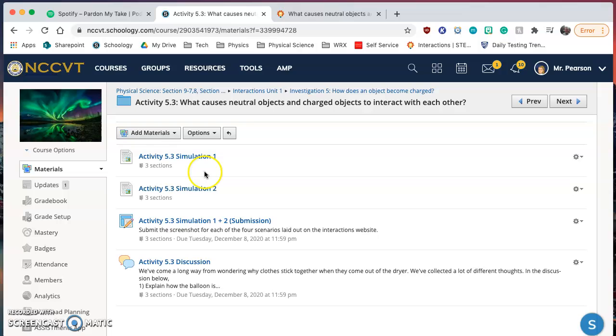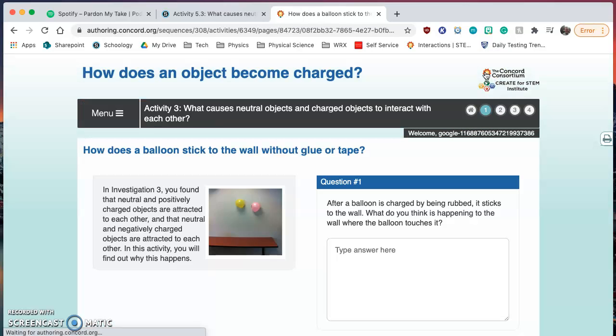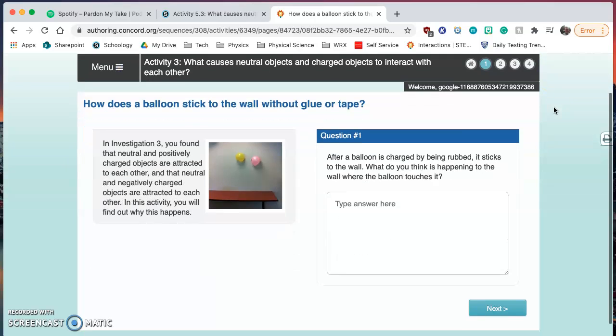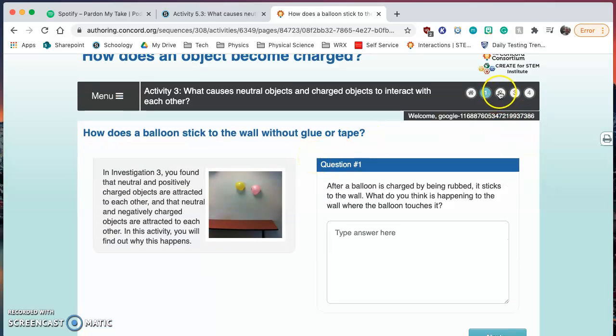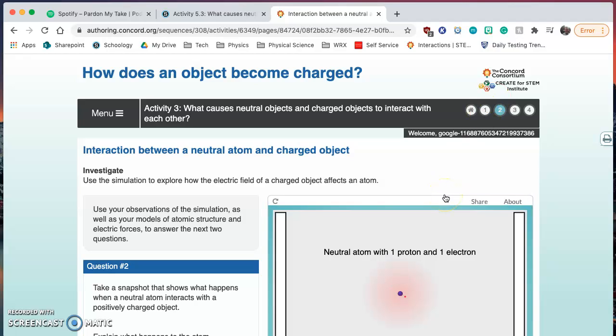All right, there's 2 simulations. I'm going to jump over to the interactions page here. See our same essential question. Okay, there's a couple questions for you on this first page, but there's 2 big simulations that go along with Act 5.3.